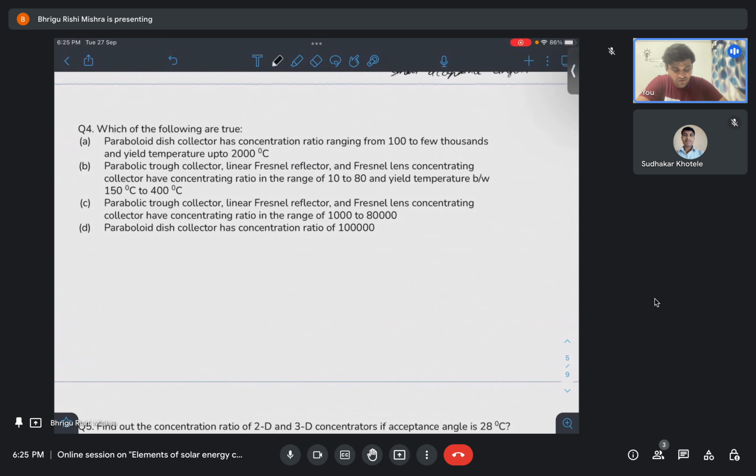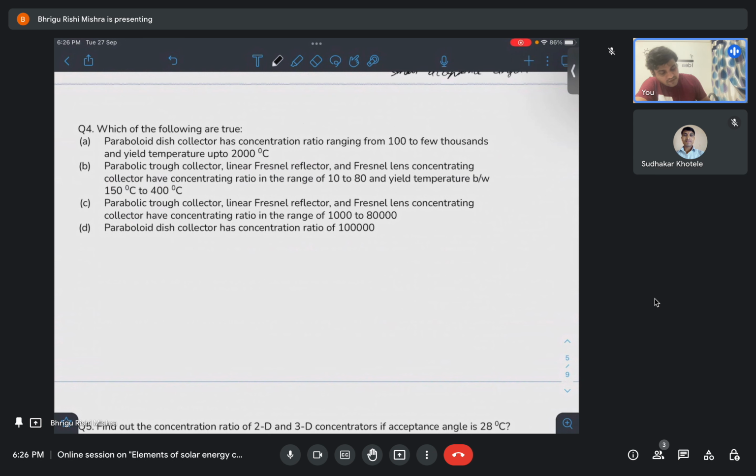Now the next one is, which of the following are true? A: Paraboloid dish collector has concentration ratio ranging from 100 to a few thousands and yield temperature up to 2000 degrees centigrade. B: Parabolic trough collector, linear Fresnel reflector, and Fresnel lens concentrating collector have concentrating ratio in the range of 10 to 80 and yield temperature between 150 to 400 degrees centigrade. C: Parabolic trough collector, linear Fresnel reflector, and Fresnel lens concentrating collector have concentrating ratio in the range of 1000 to 80,000. Paraboloid dish collector has concentration ratio of 1 lakh.